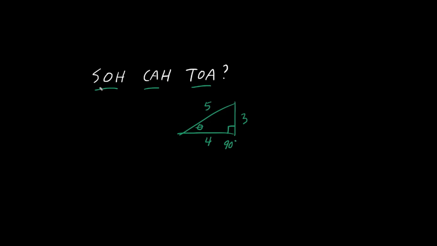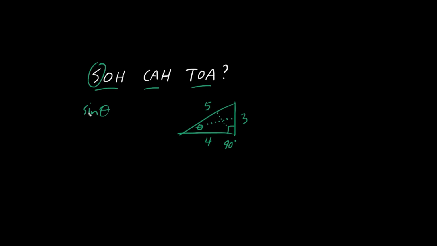And the idea of SOHCAHTOA is it shows a relationship between two sides. This here is called the opposite. The opposite of angle theta is side 3. This here is called the hypotenuse. It's the longest side, and it also happens to be opposite the 90-degree angle. So what does the letter S represent? It represents sine, or sin.